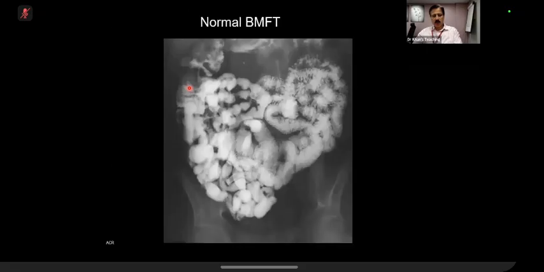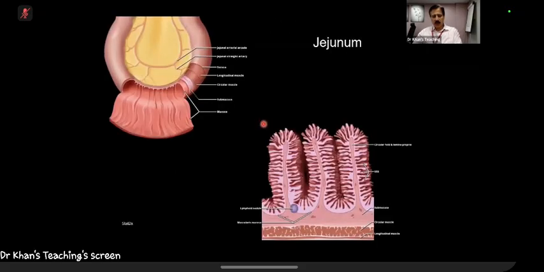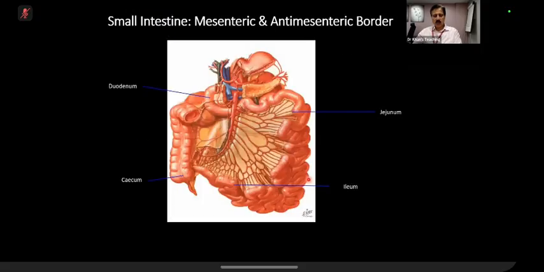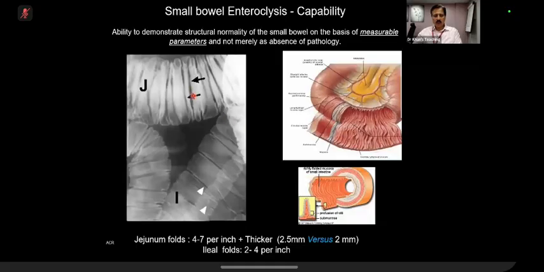If I show you this diagram, so this is that valvulae conniventes. And this thing here is the space where the barium is. So this is known as interspace, right? So this is the mucosal fold. This black thing is the thickness of the mucosal fold.